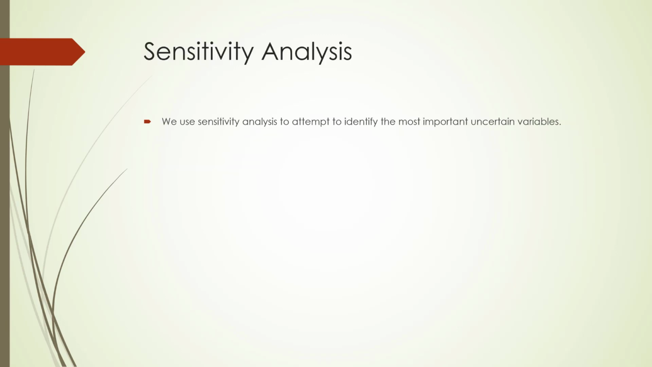So let's look first at sensitivity analysis. Again, this is used to identify the most important of our uncertain variables. So we change one variable a little bit and we see how big of an impact that has on NPV. Then we put that variable back to where it was and we change another variable and we see how big of an impact that has on NPV. We do this for all of our uncertain variables.